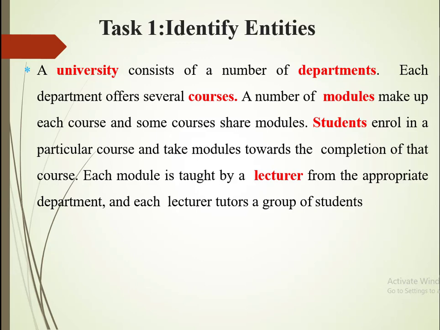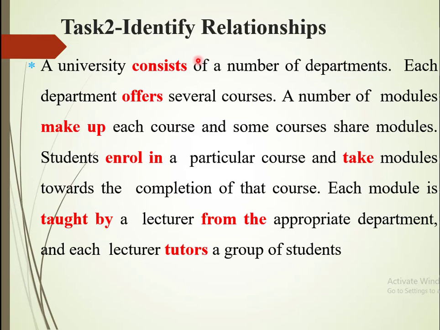Students enroll in a particular course. So students are also coming out as entities. Then each module is taught by a lecturer from the appropriate department. Again, in that particular case lecturer becomes an entity. So we move along. The next thing we need to do is to identify the relationships. Remember, a relationship exists within entities.